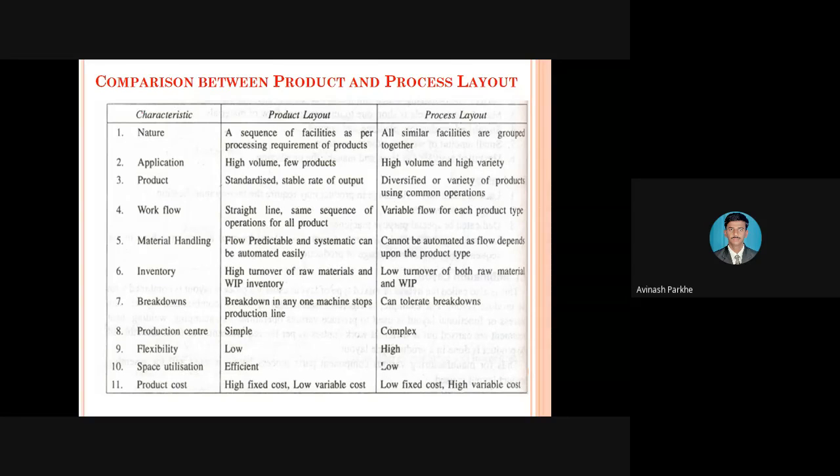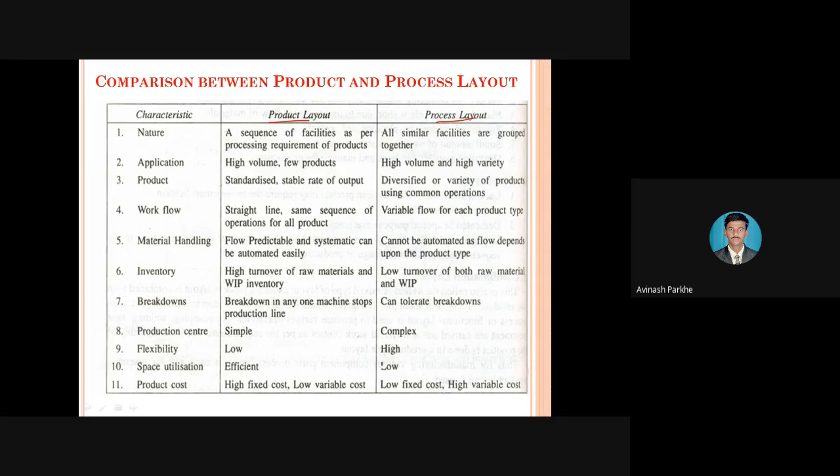In the first column I have represented the important things, which are called the characteristics. The second column has all the things related to the product layout, and the third column has all the things related to the process layout. So these are the different points. In total there are 11 points, and with these 11 points I have taken the comparison between the product layout and the process layout.